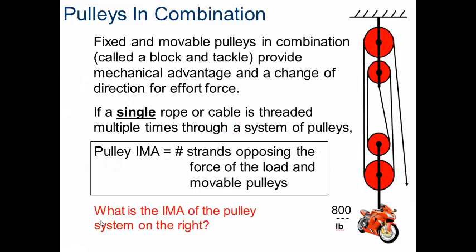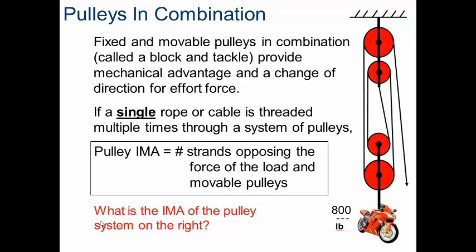Typically what we get is a combination of pulleys, so fixed and movable pulleys working in combination with each other. This is what's known as a block and tackle. The block and tackle provides a mechanical advantage and also changes the direction of the effort force. If a single rope or cable is threaded multiple times through the system of pulleys, your ideal mechanical advantage is simply found by counting the number of strands opposing the force of the load in movable pulleys.